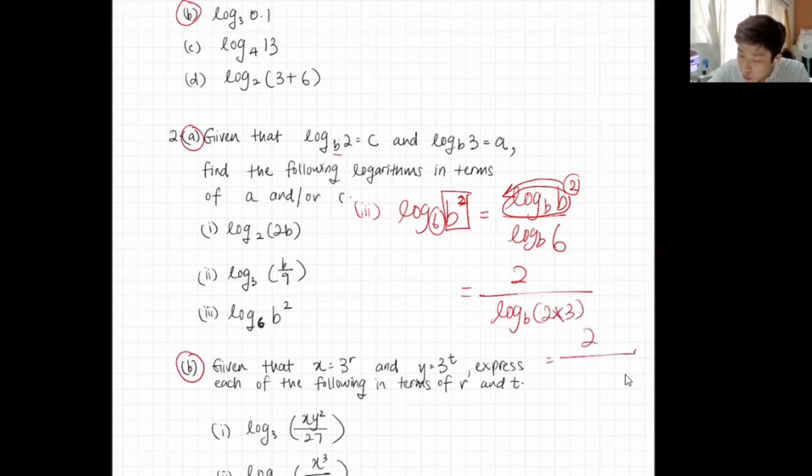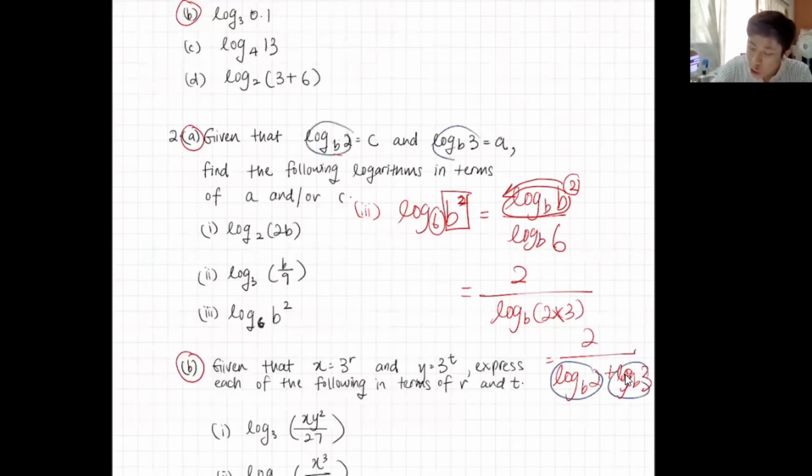When you have a log multiplication inside a bracket, you can split it into log base b 2 plus log base b 3. Now you can substitute because you have the values for log base b 2 and log base b 3. You substitute the values and you get 2 over c plus a, because log base b 2 is c, log base b 3 is a. So are you answering the question or not? Always check. Find the following logarithms in terms of a and c. You have c and a, which is very good, which is what the answer wants.